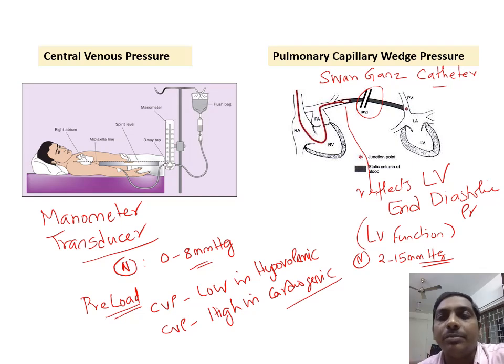So what happens when the pulmonary capillary wedge pressure is high or low? It can differentiate a cardiogenic shock from an obstructive shock. In cardiogenic shock, the heart cannot pump, so more stagnant blood will be there, and the pulmonary capillary wedge pressure will rise. Whereas in thromboembolism or obstructive shock, the pulmonary capillary wedge pressure will become low.